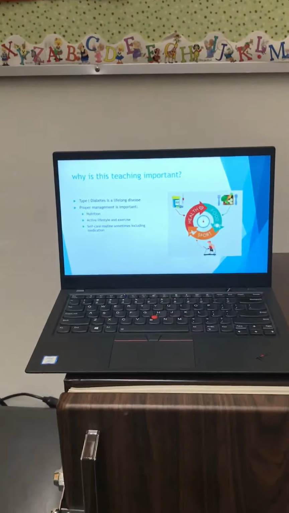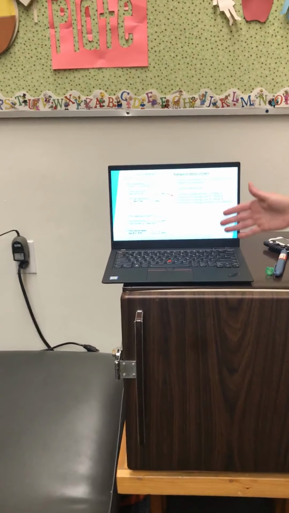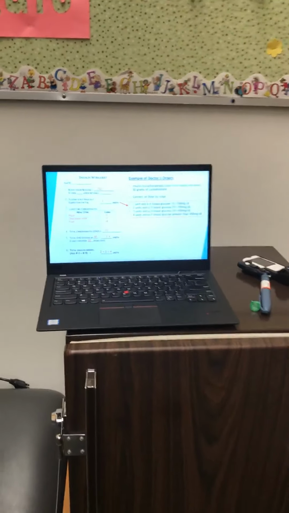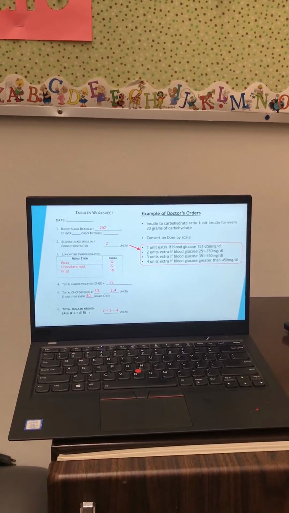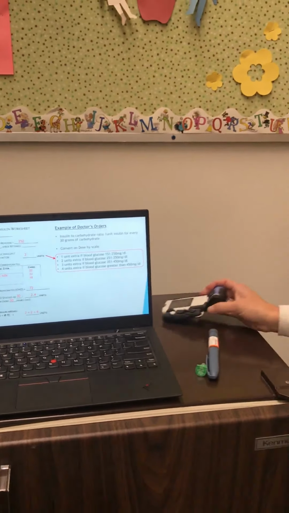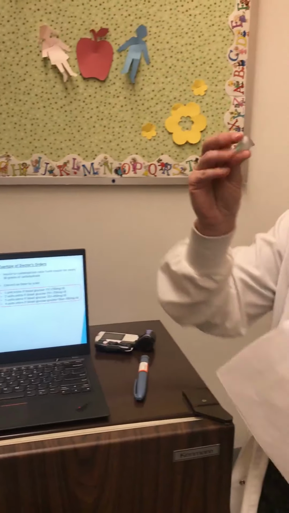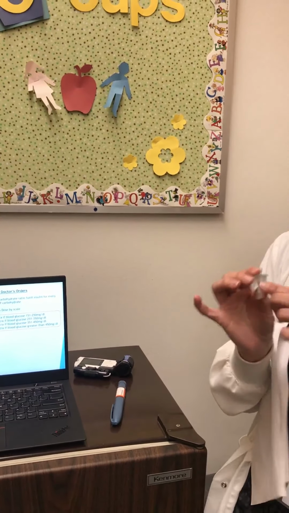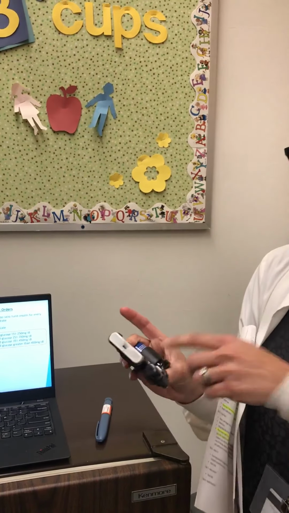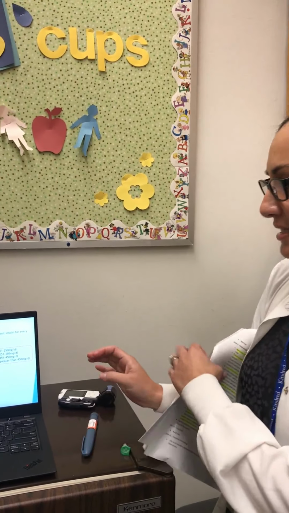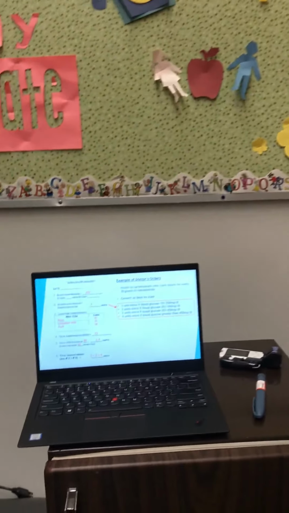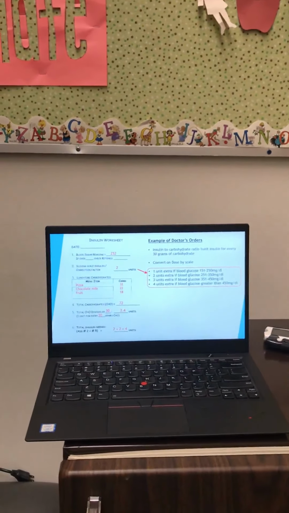In this worksheet, I'm going to demonstrate the process that a student goes through when they come into the school nurse's office. This is an example of an insulin worksheet, an example of doctor's orders. The student will come in, take a lancet, prick their finger, put the strip inside the Novometer, and get a reading. For instance, this is an example of a blood glucose reading of 252.